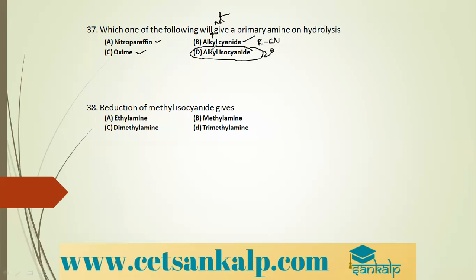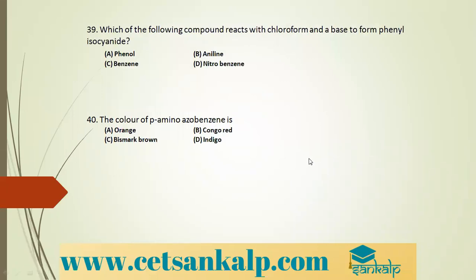So it is option D. This will not give primary amine because it will give a secondary amine. Reduction of methyl isocyanide, CH3NC. Methyl isocyanide on reduction with lithium aluminum hydride, what do I get? CH3NHCH3, dimethyl amine. That is an example for secondary amine. So reduction of cyanide gives primary amine, whereas reduction of isocyanide gives secondary amine.